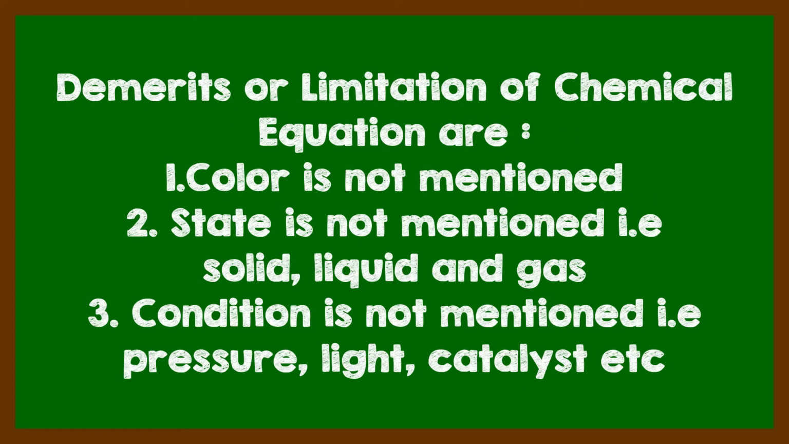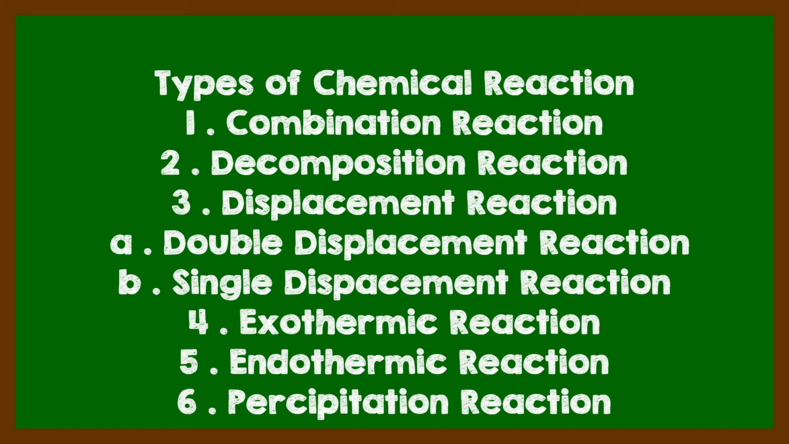Demerits or limitations of a chemical equation are: 1. Color is not mentioned. 2. State is not mentioned, i.e. solid, liquid and gas. 3. Condition is not mentioned, i.e. pressure, light, catalyst, etc.